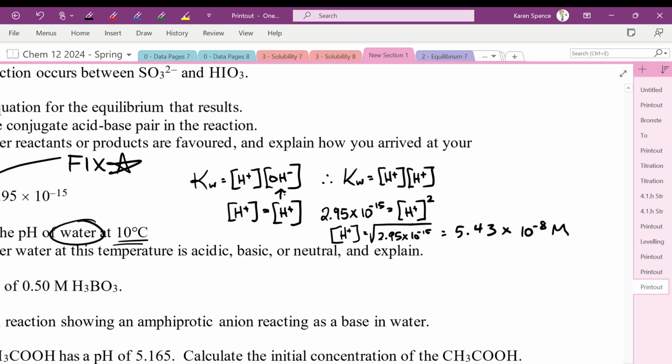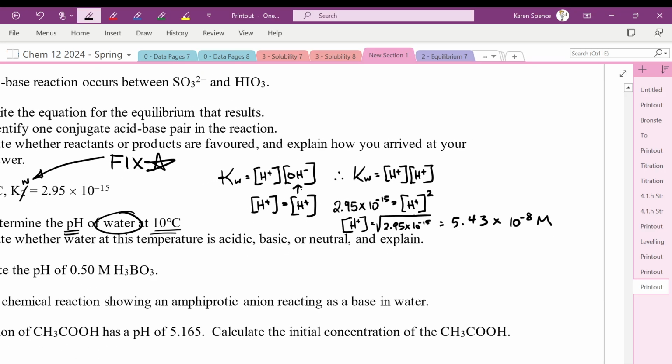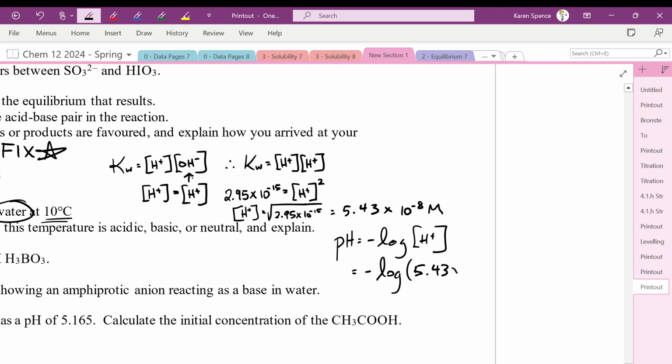And then we need to find the pH. So pH equals negative log of H, which is the negative log of 5.43 times 10 to the negative 8. Log.